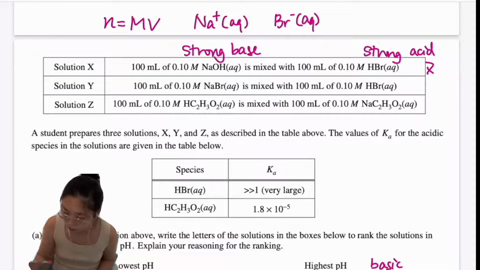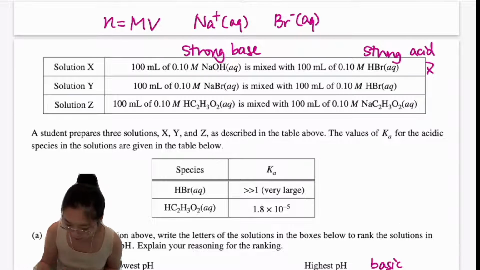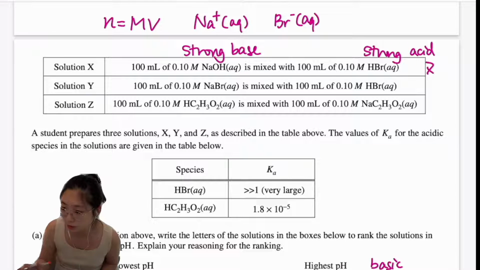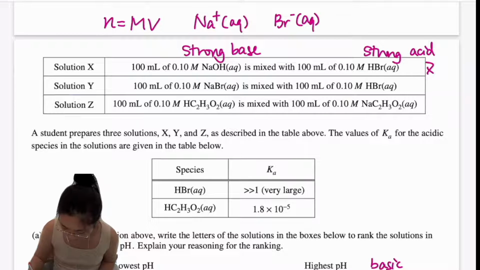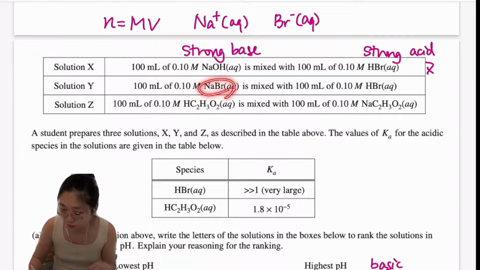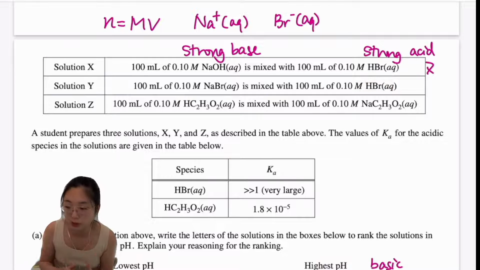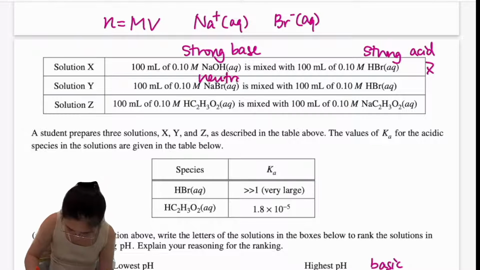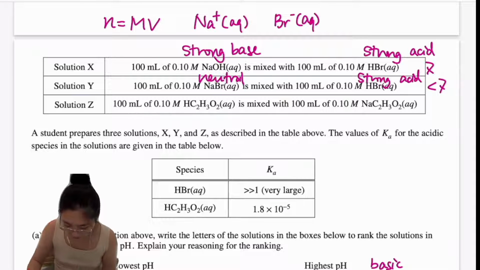It's just completely neutral. For solution Y, it's sodium bromide, which is an ionic compound. Sodium and bromide do not react with protons, and they do not react with hydroxide. So this is a completely neutral solution. With HBr, when you mix something neutral and something acidic, again there will be no reaction between these 2 solutions. The acid just dissociates into proton and bromide. So neutral and acid will have a pH value that's less than 7. It will be acidic.